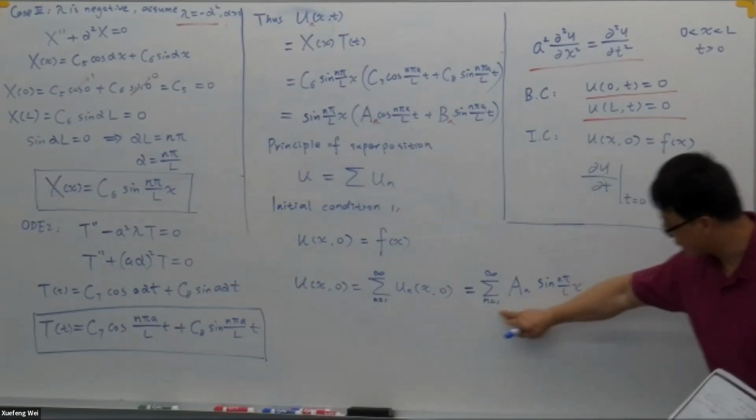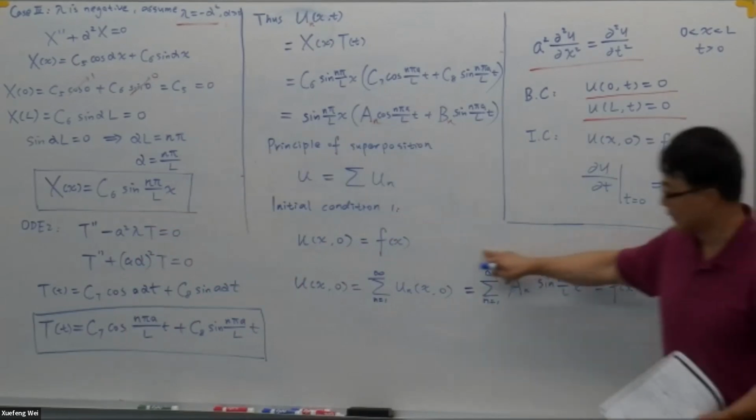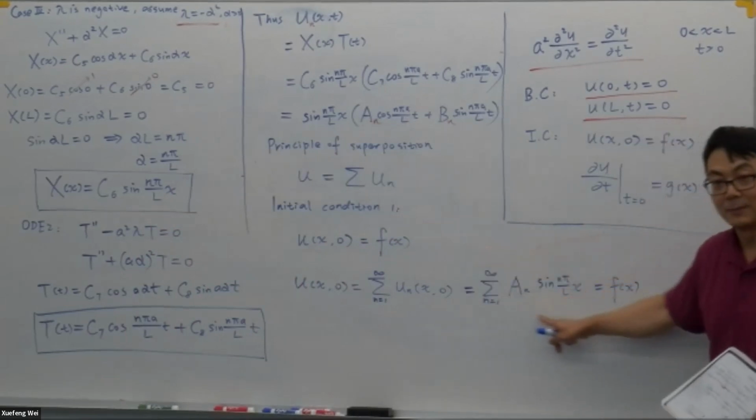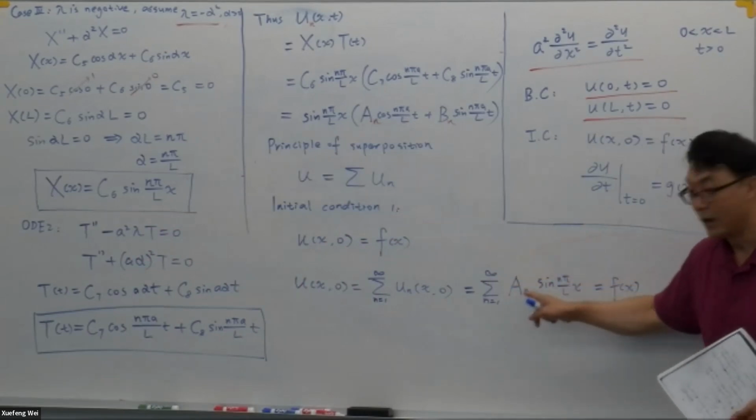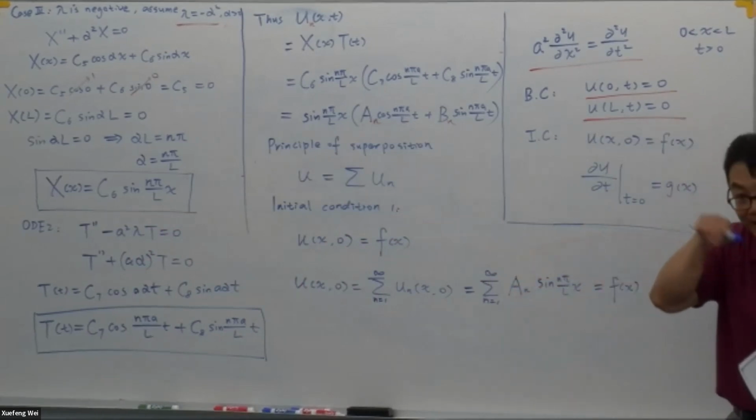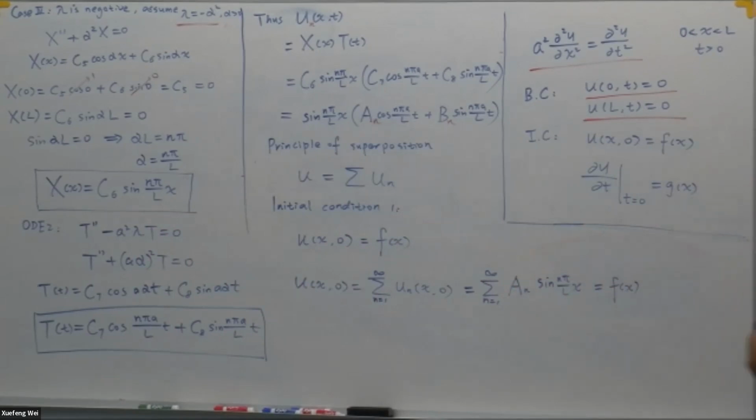Does this look familiar to you? Can we express f(x) as a summation of sines? Yes, we can. So this A_n will be the b_n of the Fourier sine series. Let me see if I can open the Fourier sine series.